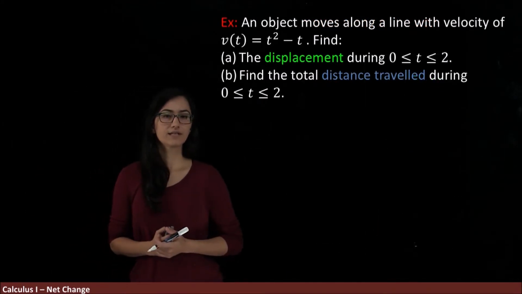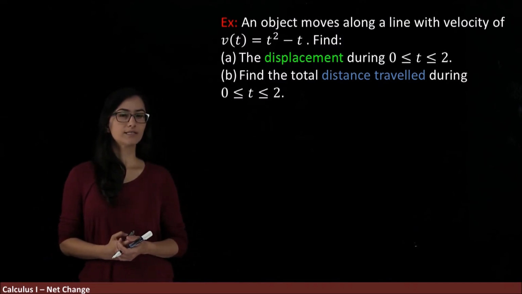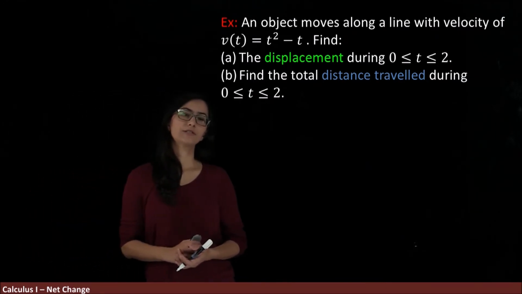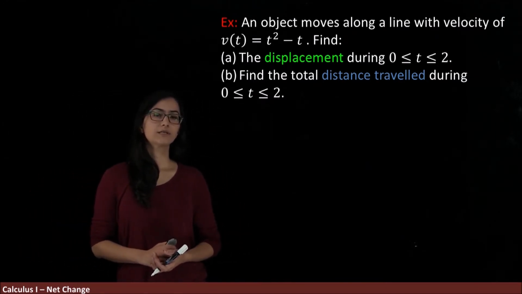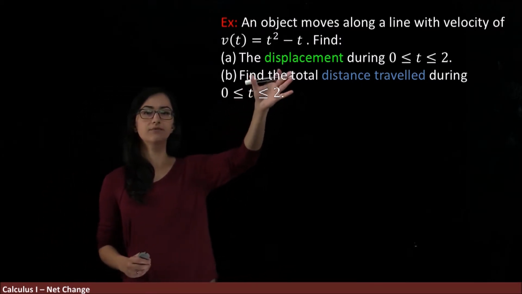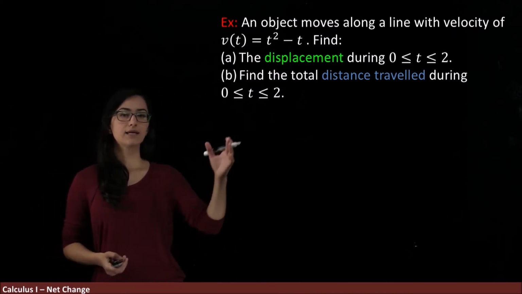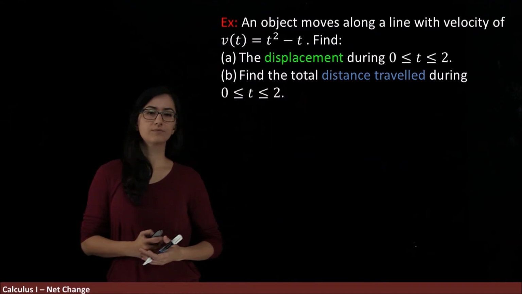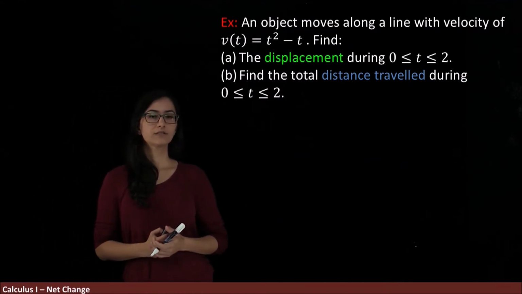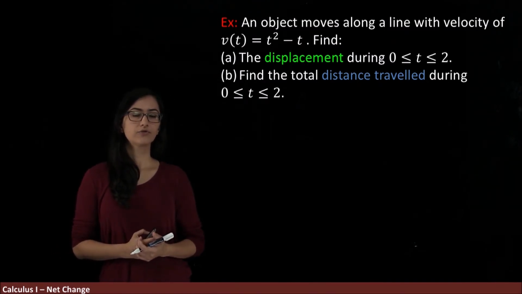Let us try to emphasize the difference between displacement and distance traveled in this example. So we're given the velocity function of a moving object that's moving along a straight line. So the velocity is given by t squared minus t at t seconds. And let us say that the unit for velocity is meters per second. In part A, we want to find the displacement in the first 2 seconds. And in part B, we're going to find the distance traveled in the first 2 seconds.